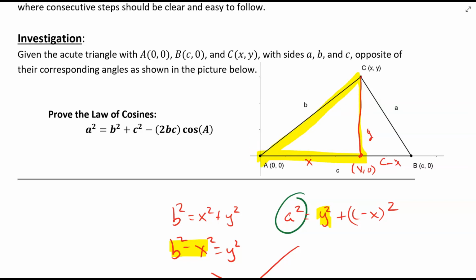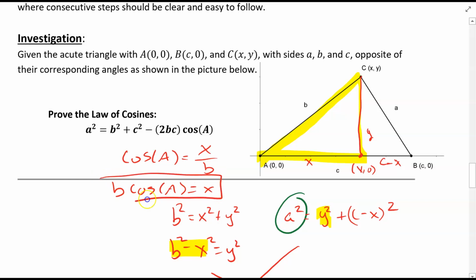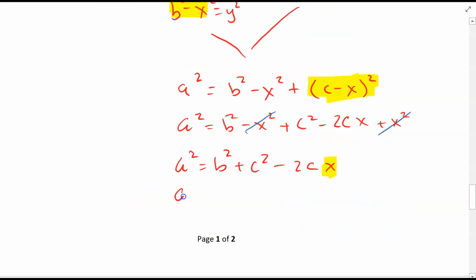So look at this triangle. What's cosine A equal to? How about adjacent over hypotenuse? If I multiply both sides by b, I get a value for x, right? Is that exactly what we needed? It is. It is. And we're done.